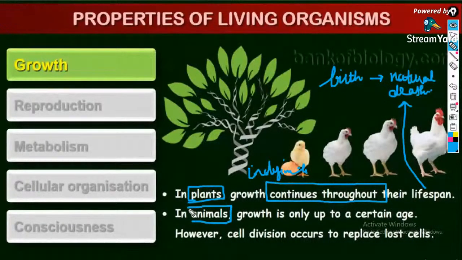Whereas in case of animals, you can see that growth is limited up to a certain age only. For example, in case of girls, after the age of 18, their height is not going to increase. Their height or their growth stops at the age of 18. But in boys, after 24, 25 years, what height you reach at that particular age is not going to increase after that. So in plants, it is indefinite growth. In animals, the growth is up to a certain age, or definite growth.